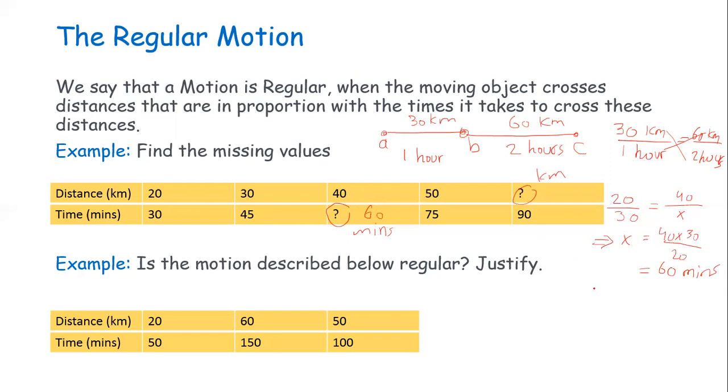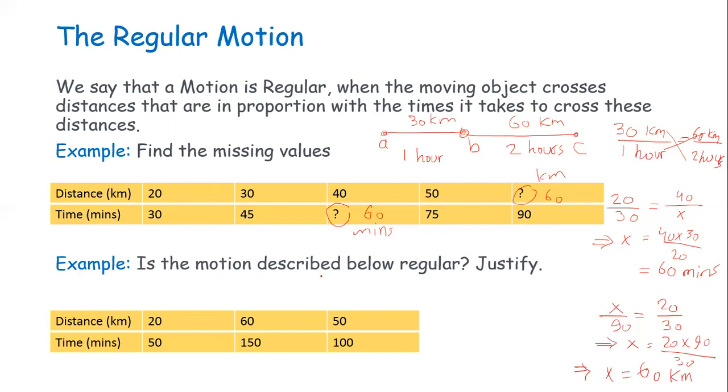Let's now compute the other missing value. So here we have the proportion. X over 90 is equal to, again, 20 over 30. From here, we conclude that x is equal to 20 multiplied by 90 over 30. In other words, x is equal to 60 kilometers. And this is the distance the object crosses in 90 minutes.